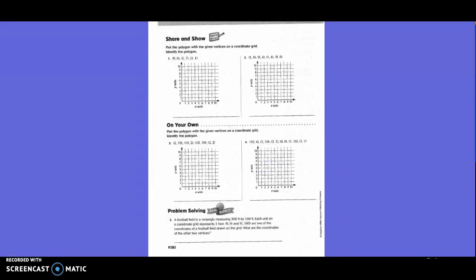Share and show: plot the polygon with the given vertices on a coordinate grid. Identify the polygon. So it says 9, 6, so I go over 9 and up 6. Then it says 1, 7, so I go over 1 and up 7. And then 3 over 3 and up 1. And then I connect my plots. Then it says identify the polygon. So what polygon is that? A triangle.